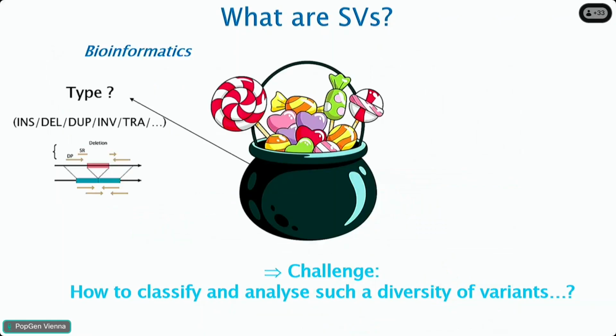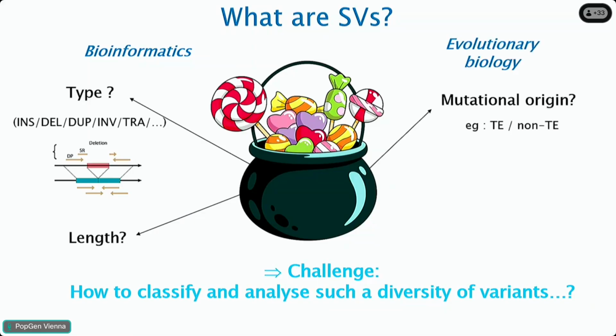it? One of the answers comes from the bioinformatics. Depending on the signal they leave in the sequence data, they are classified according to their type. From the bioinformatics, we could also get the length, which may be relevant for the impact on phenotype. You can expect that something longer may disrupt more genes. But really, from an evolutionary point of view, maybe we want to classify them a little bit differently.